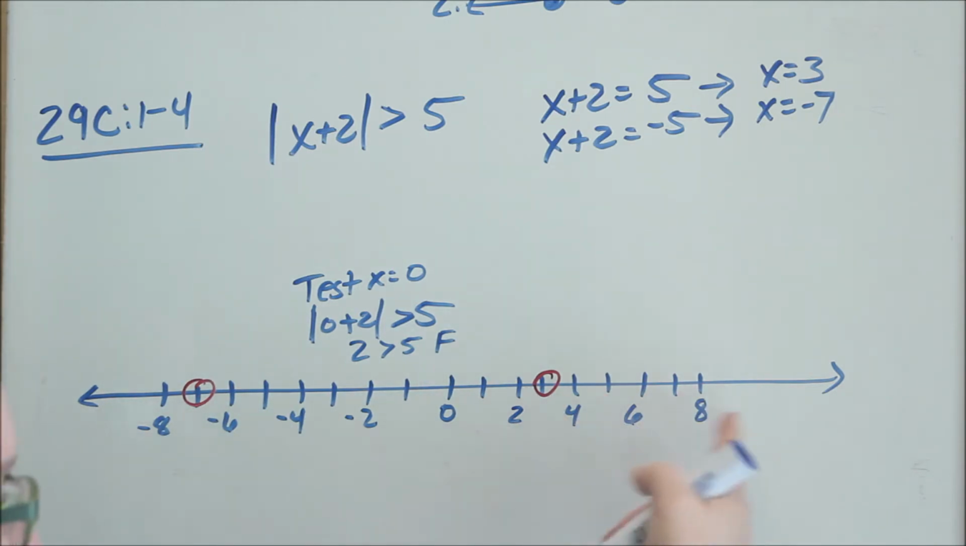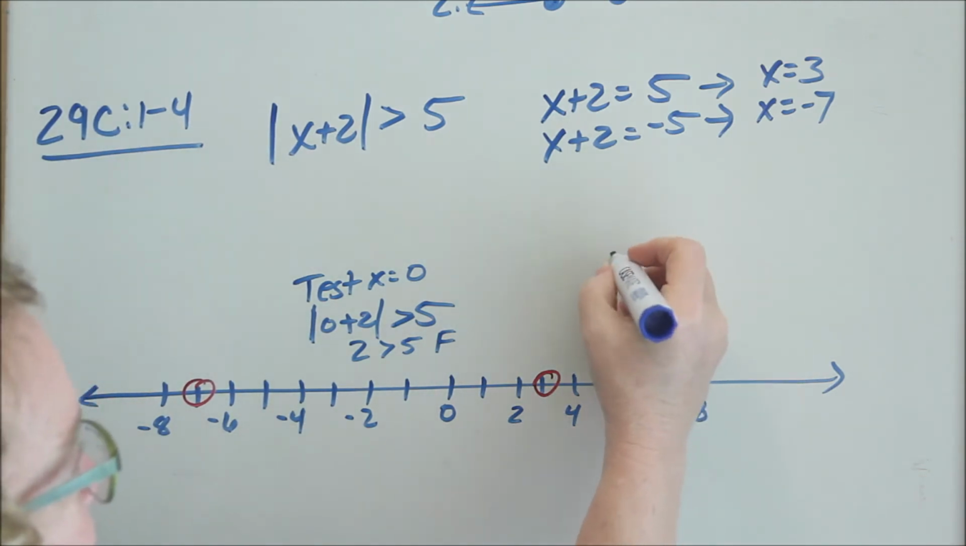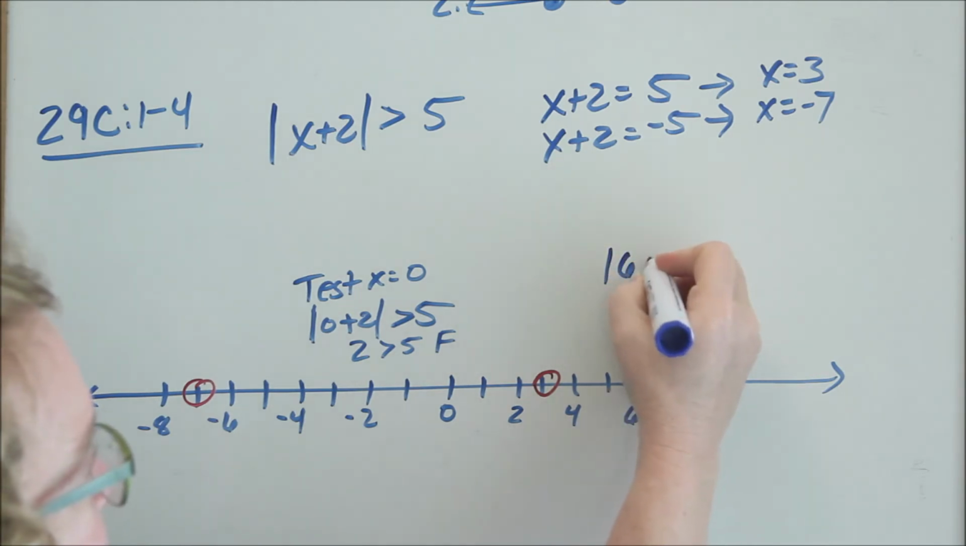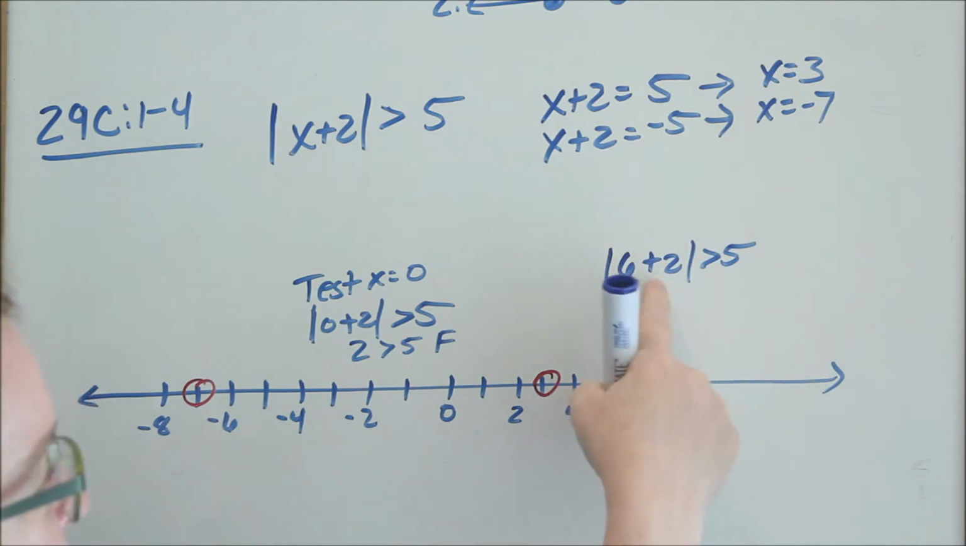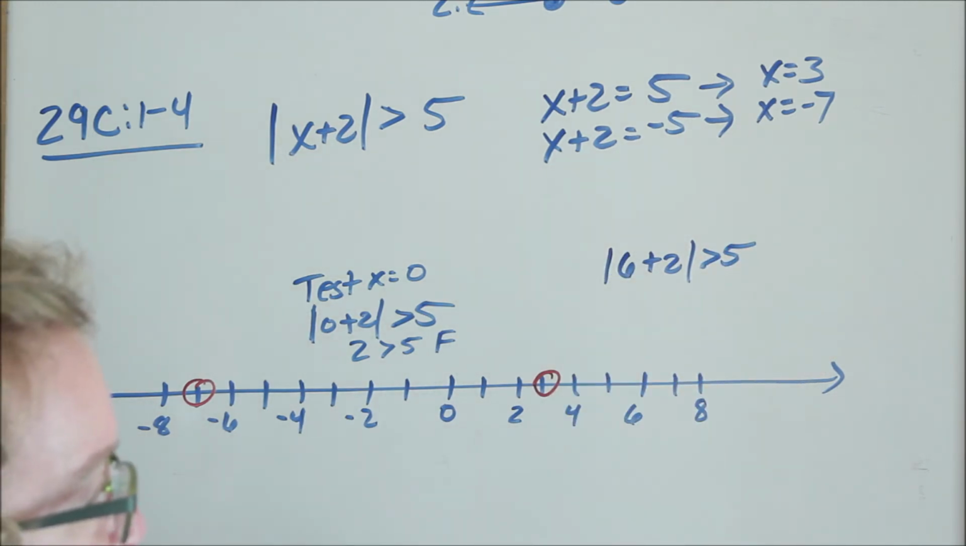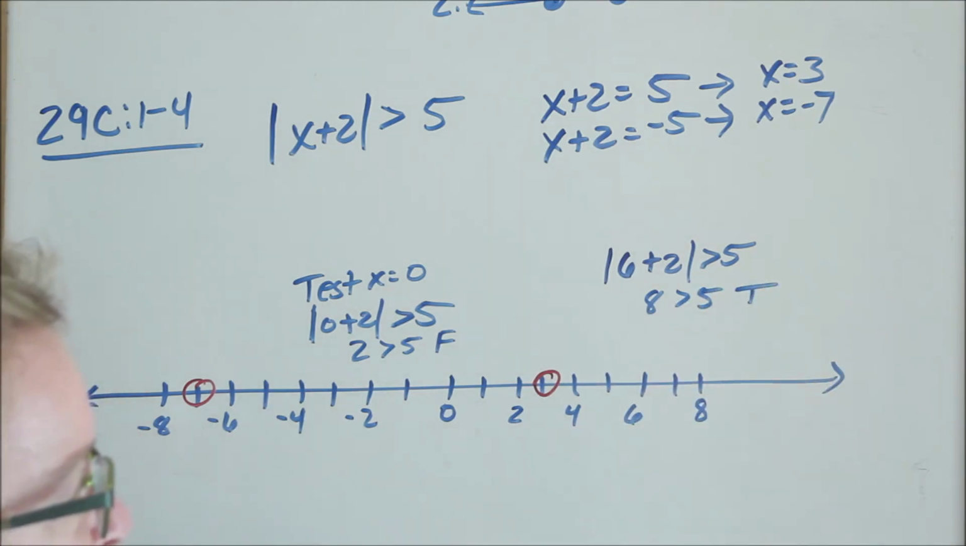So pick a test case out here, something bigger than that. All right, let's pick 6. Okay, so then for x equals 6, put in 6 for x. 6 plus 2 is 8. The absolute value of 8 is just 8. 8 is greater than 5. Yes, true statement.